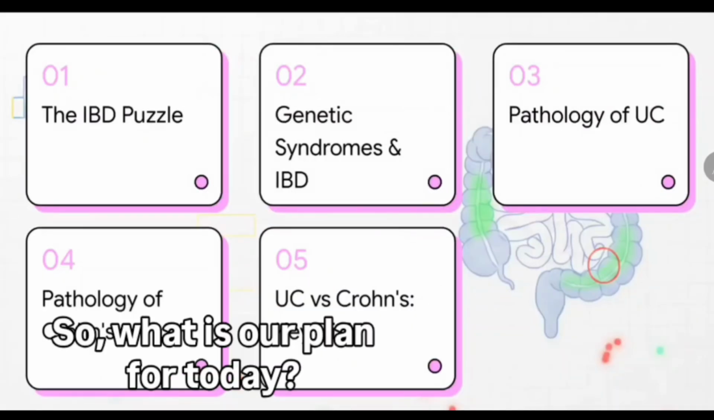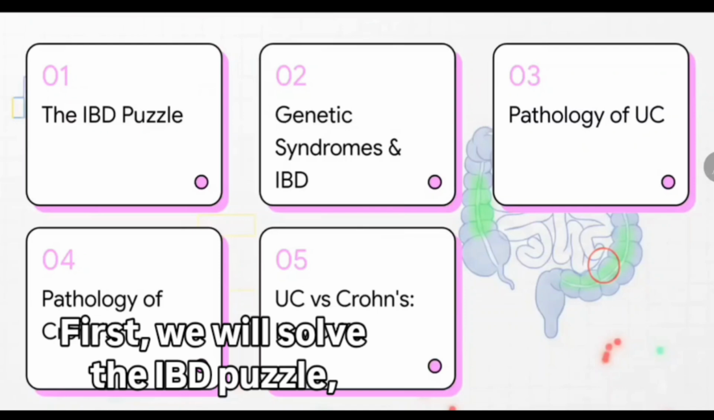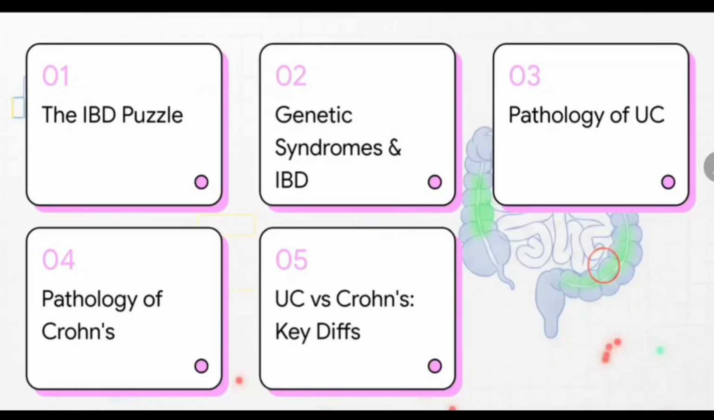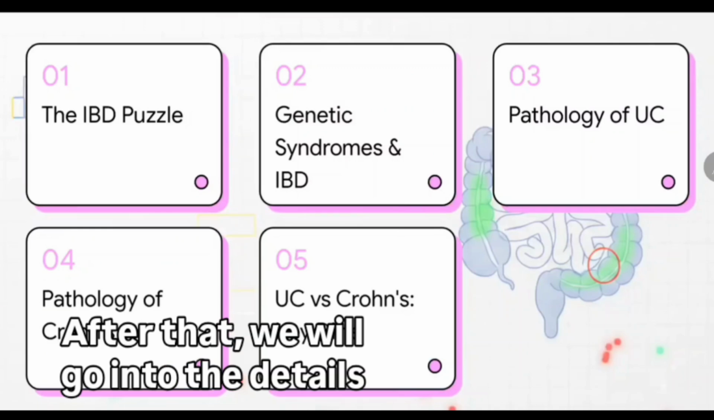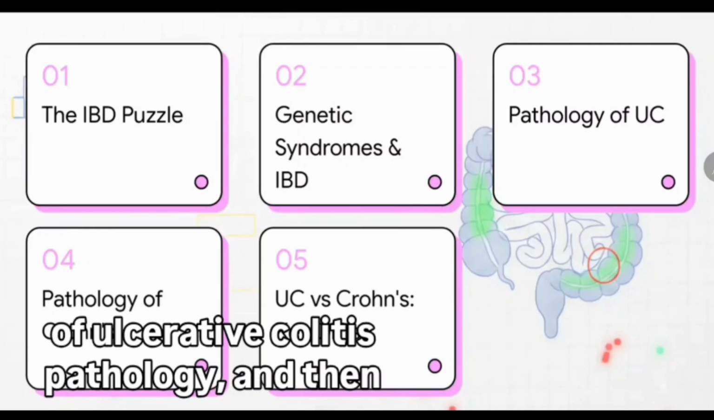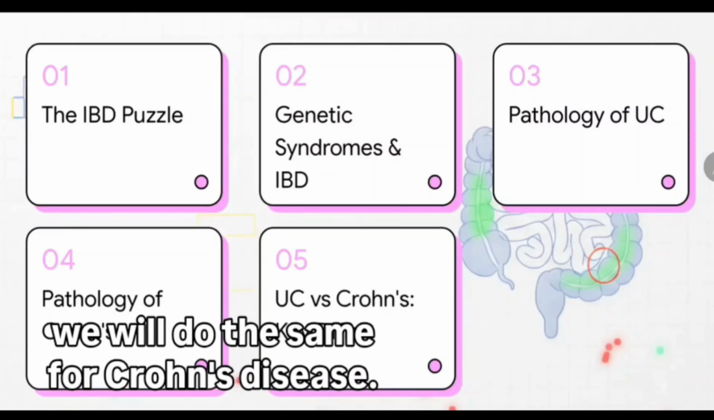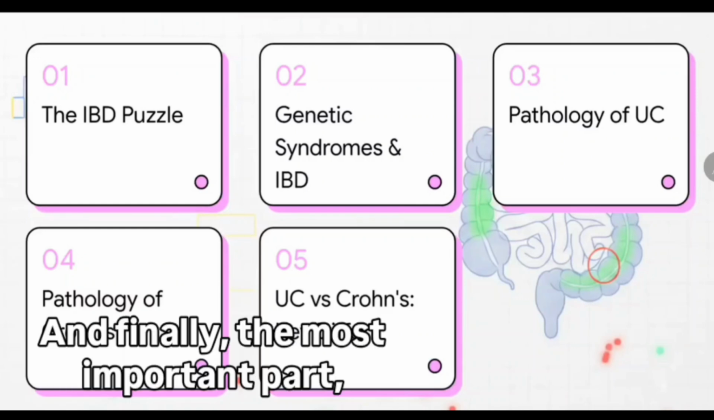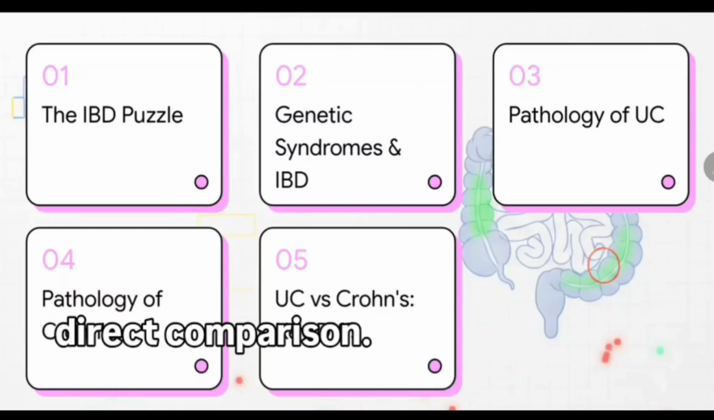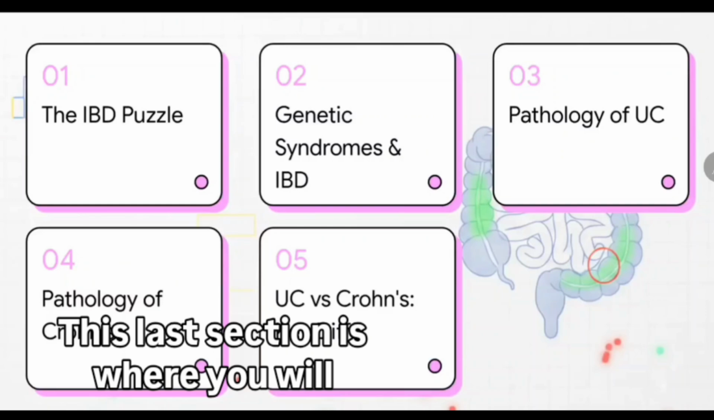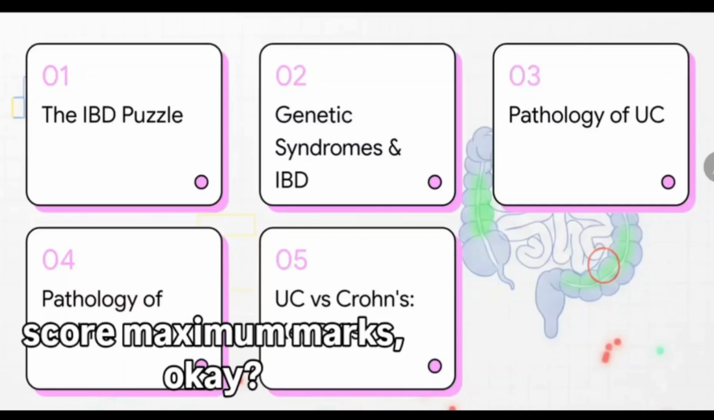So what is our plan for today? First, we will solve the IBD puzzle, understand what it is. Then we'll look at some very important genetic syndromes linked to IBD. After that, we will go into the details of ulcerative colitis pathology, and then we will do the same for Crohn's disease. And finally, the most important part, we'll put them side by side for a direct comparison. This last section is where you will score maximum marks, okay?